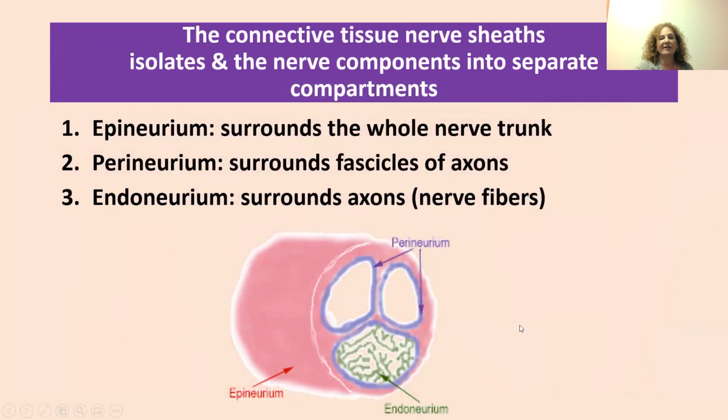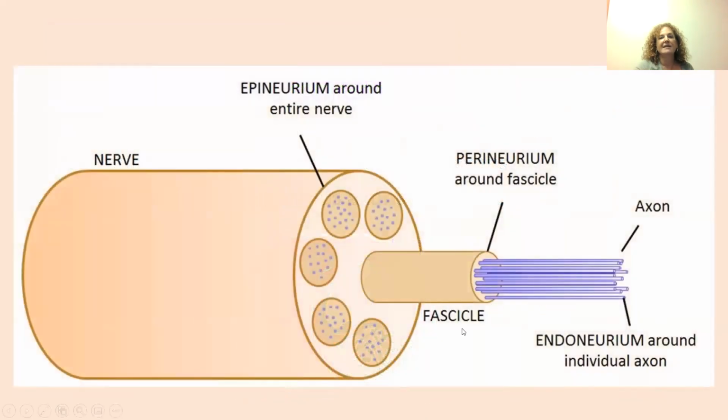Here's a diagram again of the three sheaths that surround the individual parts of the nerve. You have the epineurium surrounding the entire nerve. You've got the perineurium, which surrounds each fascicle, and inside you'll find the endoneurium surrounding each individual axon. This is also the same type of picture, if you notice, very similar to what we saw when we studied the muscle, the same type of configuration.